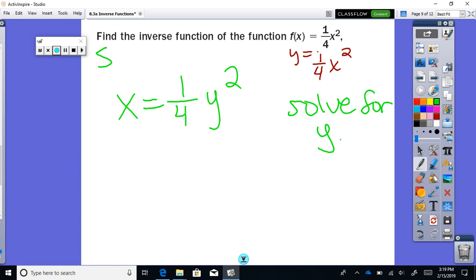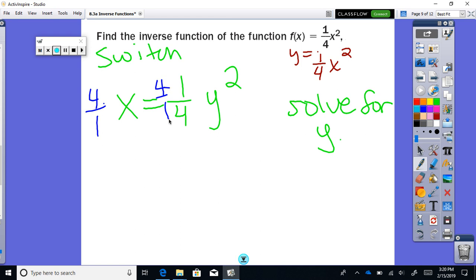So switch and then solve. So I need to get rid of this 1/4 first on the right side. So I'm going to multiply by its reciprocal of 4/1 on both sides. Multiply by 4/1. Maybe I shouldn't have thrown it in the middle there. Maybe put it here, 4/1.